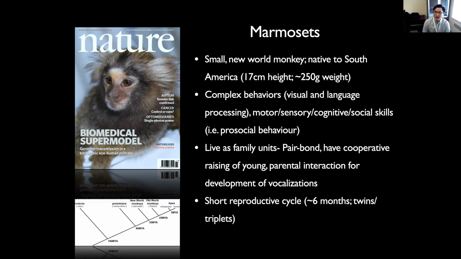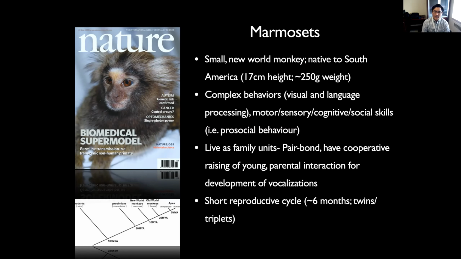Marmosets have very complex behaviors in terms of their vision, language processing, motor, sensory, cognitive, and social skills. They're an interesting species in that they show pro-social behavior. So they live together as family units. Males and females tend to pair bond and have cooperative raising of their young. And this interaction between the parent and the babies and the young is really important for development of cognition and behavior, for example, in terms of vocalization behavior.